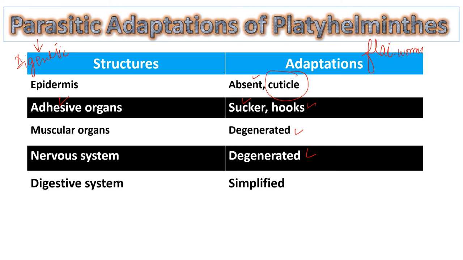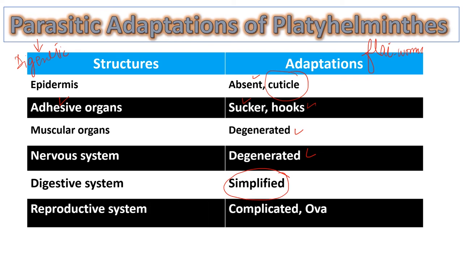Then digestive system is very simplified present in Platyhelminthes. Reproductive system is very complicated in Platyhelminthes. It means it will increase host parasite ki dependence on the host body. It also produces ova.